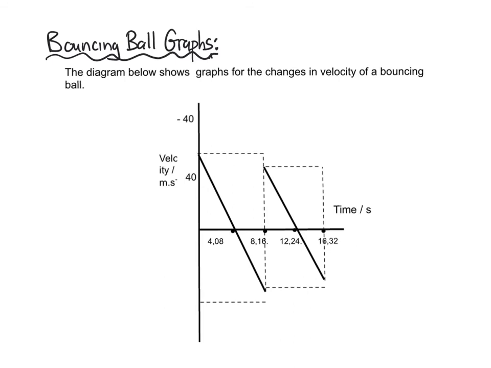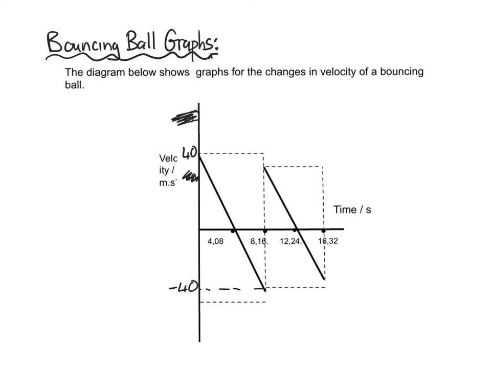So if we look here, this is a velocity time graph. As you can see, velocity in meters per second and time. And so what you get here is, and there's a problem here. This is not minus 40. This would be minus 40. And this would be 40.